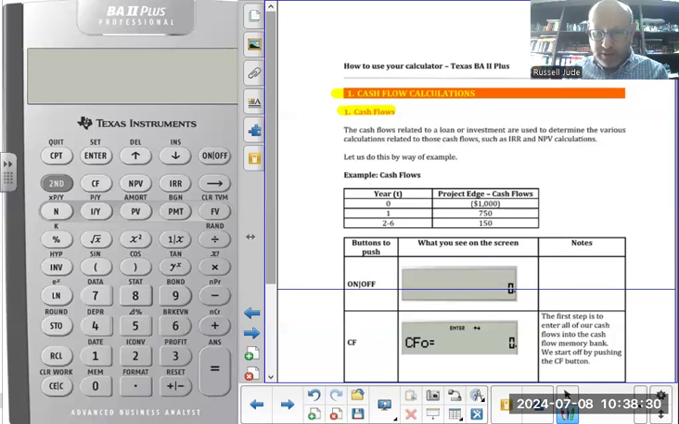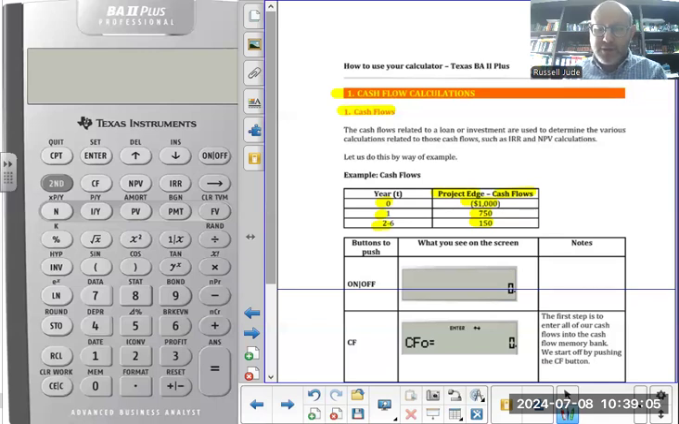Let's do this by way of example. So I've got a project called Project Edge, nice name, and look at the cash flows on my particular project. Year 0, negative 1,000, year 1, positive cash inflow of 750, and year 2 to 6, so 2, 3, 4, 5, and 6. 5 years worth of cash flows, all the same amount of 150. And you'll see, of course, we did that purposefully to try and illustrate one of the strong functions that the cash flow mode has got.